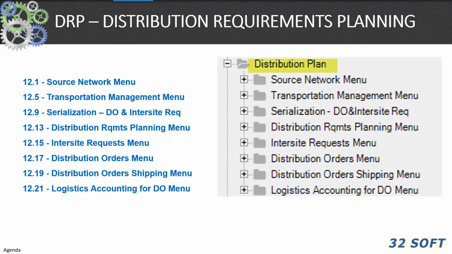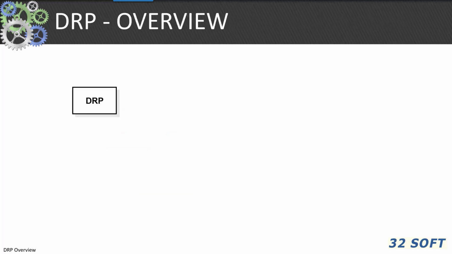We won't talk too much about serialization and packaging. We're going to cover that in another webinar later in 2022. But we'll talk about distribution planning, Intersite requests, Intersite orders, shipping, and just a word about accounting.